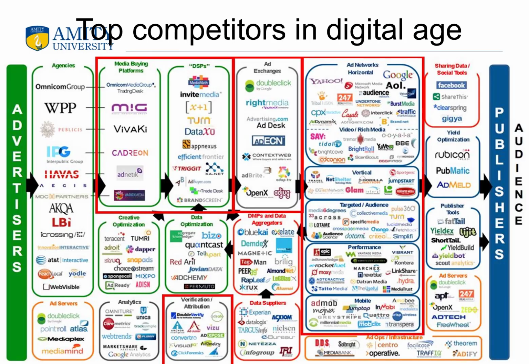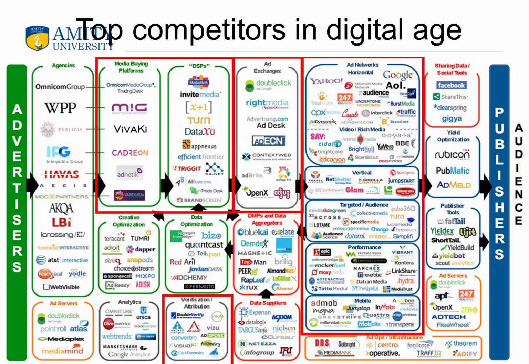Let's have a look at the top competitors in digital space, as well as some revenue models and business models. Categorically, all the companies in digital online space, especially in the digital advertising space, work either on the advertiser's side or on the publisher's side. Companies like WPP, LBI, DoubleClick by Google, MediaMind, these companies offer products on the advertiser side.